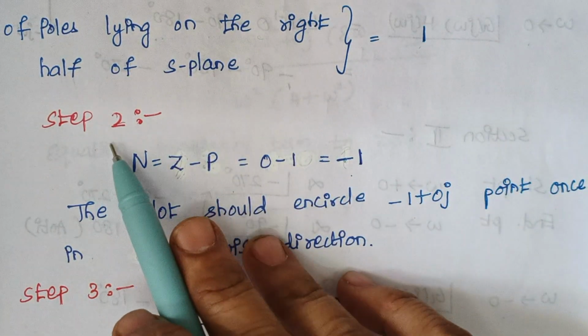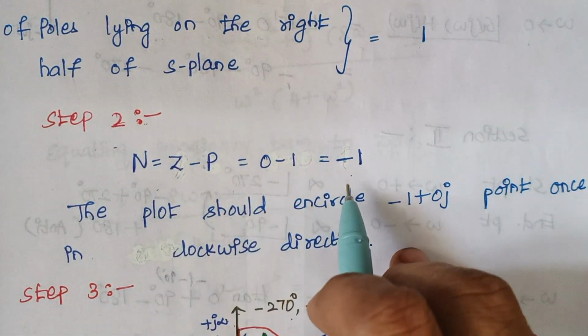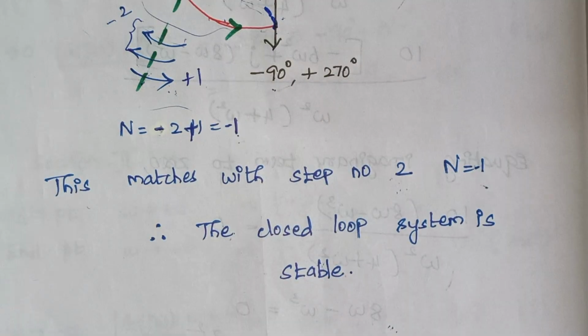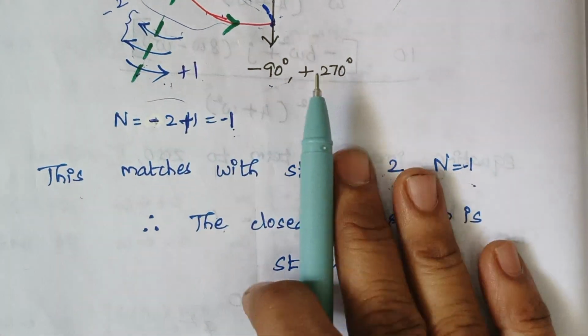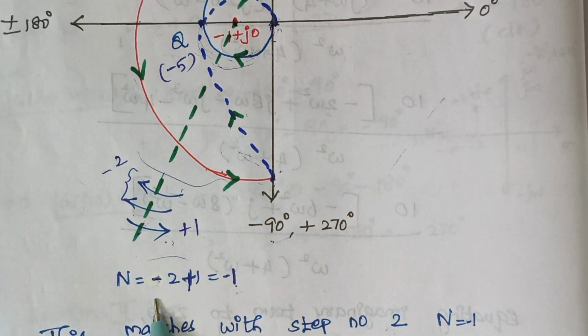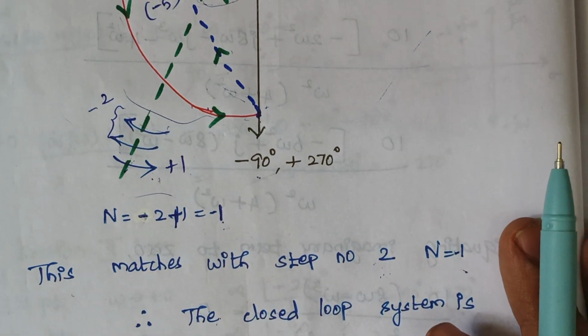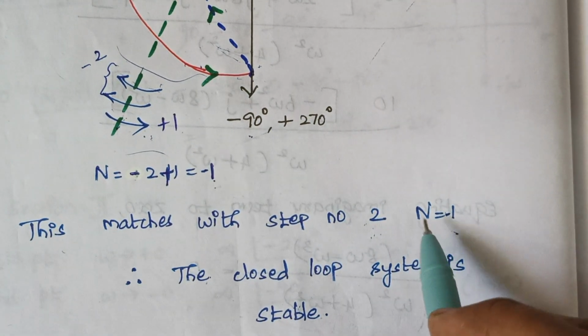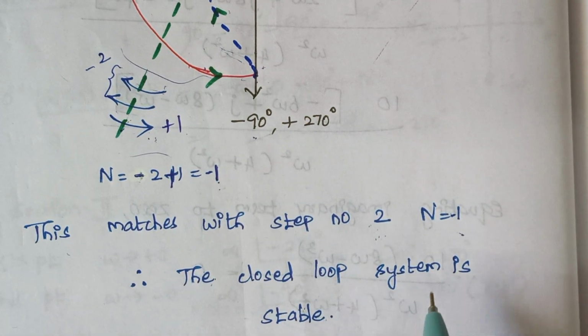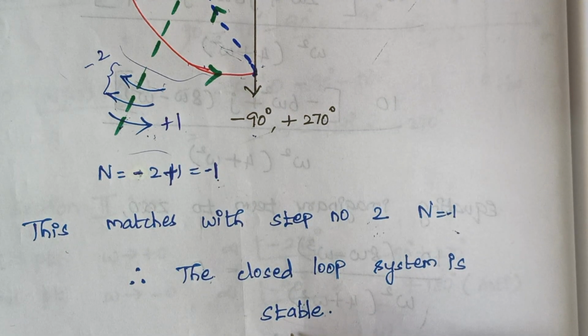Okay. Now just compare this with step number 2. So this is our step number 2. Here also the value of N is minus 1. Right. So here also from the Nyquist plot we are having the value of N as minus 1 and this matches with step number 2. Right. So therefore the closed loop system is said to be stable.